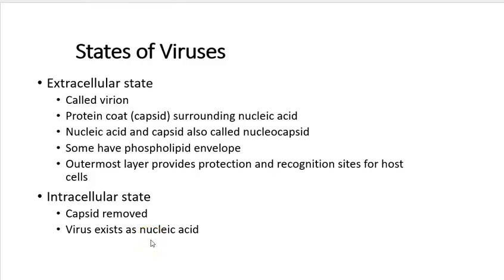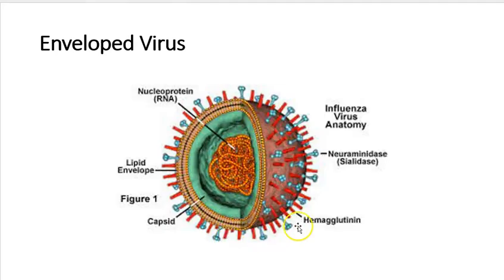The intracellular state, the capsid is removed, the protein coat is removed, and the virus exists only as a nucleic acid. So if we look at this enveloped virus, you can see this is an RNA virus because that's the nucleic acid inside. And this is the capsid, all right? And this is the lipid envelope. This is an enveloped virus. And you can see this hemagglutinin and neuraminidase. FYI, we'll talk about this, but have you ever heard about the H1N1 virus or H1, N1, H3? This is what it means.